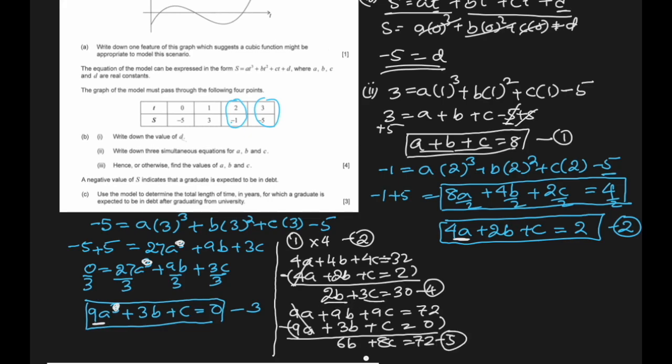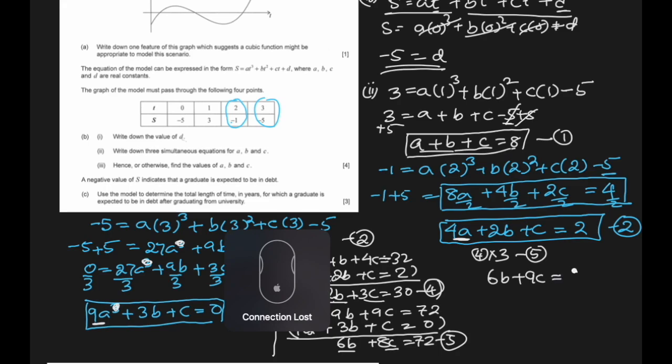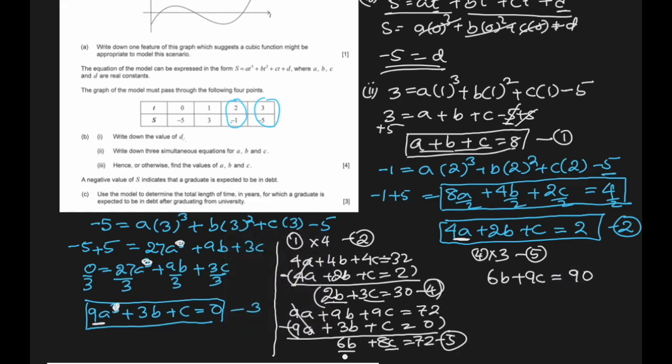Now this is in terms of b and c. This is also in b and c. Let's multiply this equation number 4 by 3 so that it becomes 6b, and then subtract equation number 5 from it. So I'm multiplying this equation by 3: 6b plus 9c equal to 90. Now we have equation number 5, which is 6b plus 8c equal to 72, and subtract. So this cancels out. 9 minus 8 is just c equal to 18. We got c first.